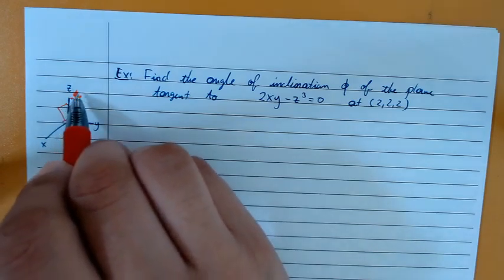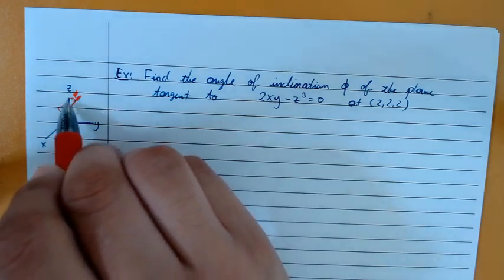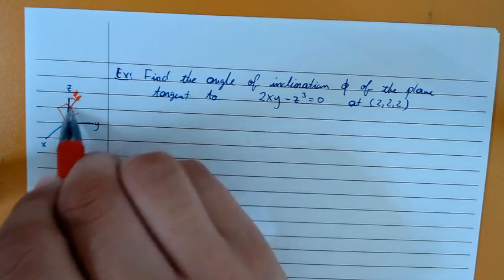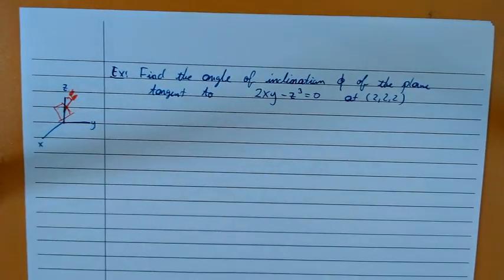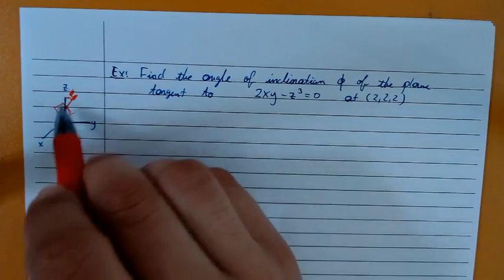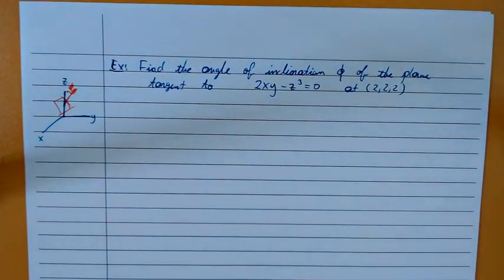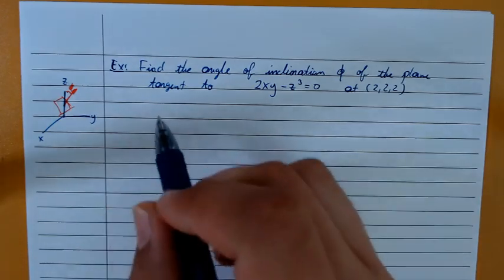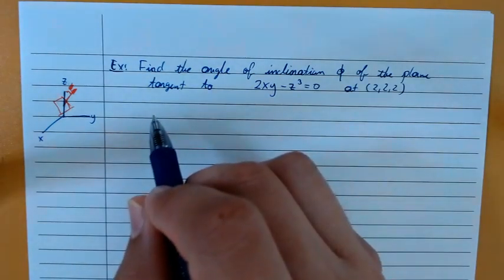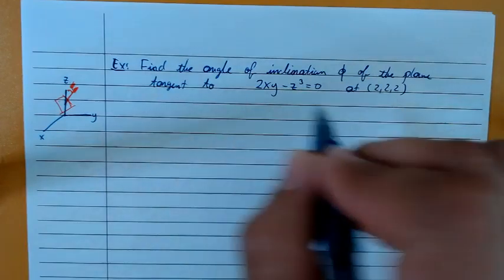So the angle that we want is really this one, from the positive half of the z-axis to this normal vector. All right, so first of all, let's find the normal vector. Then we'll worry about finding the angle there. Given our previous theorems, finding the normal vector is just finding the gradient at that point.